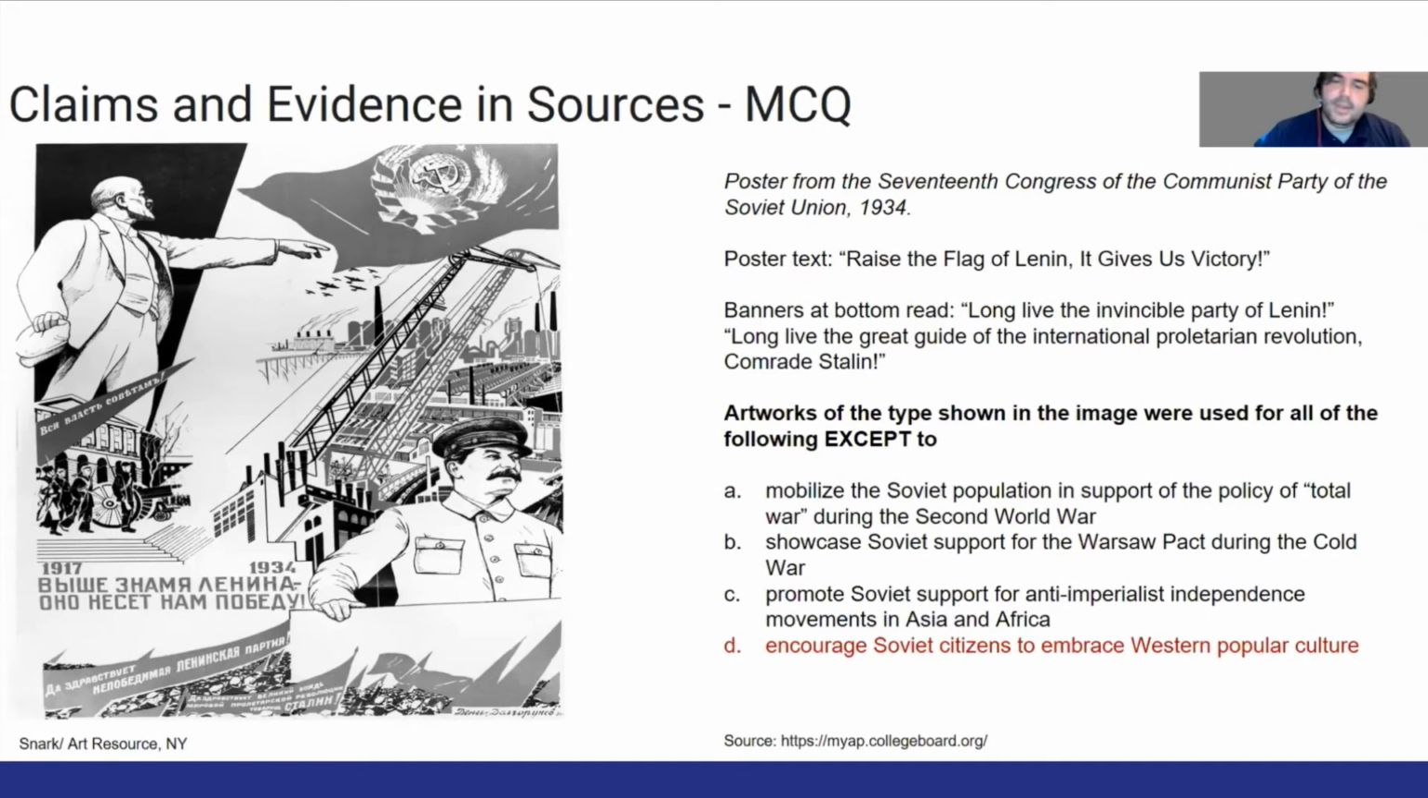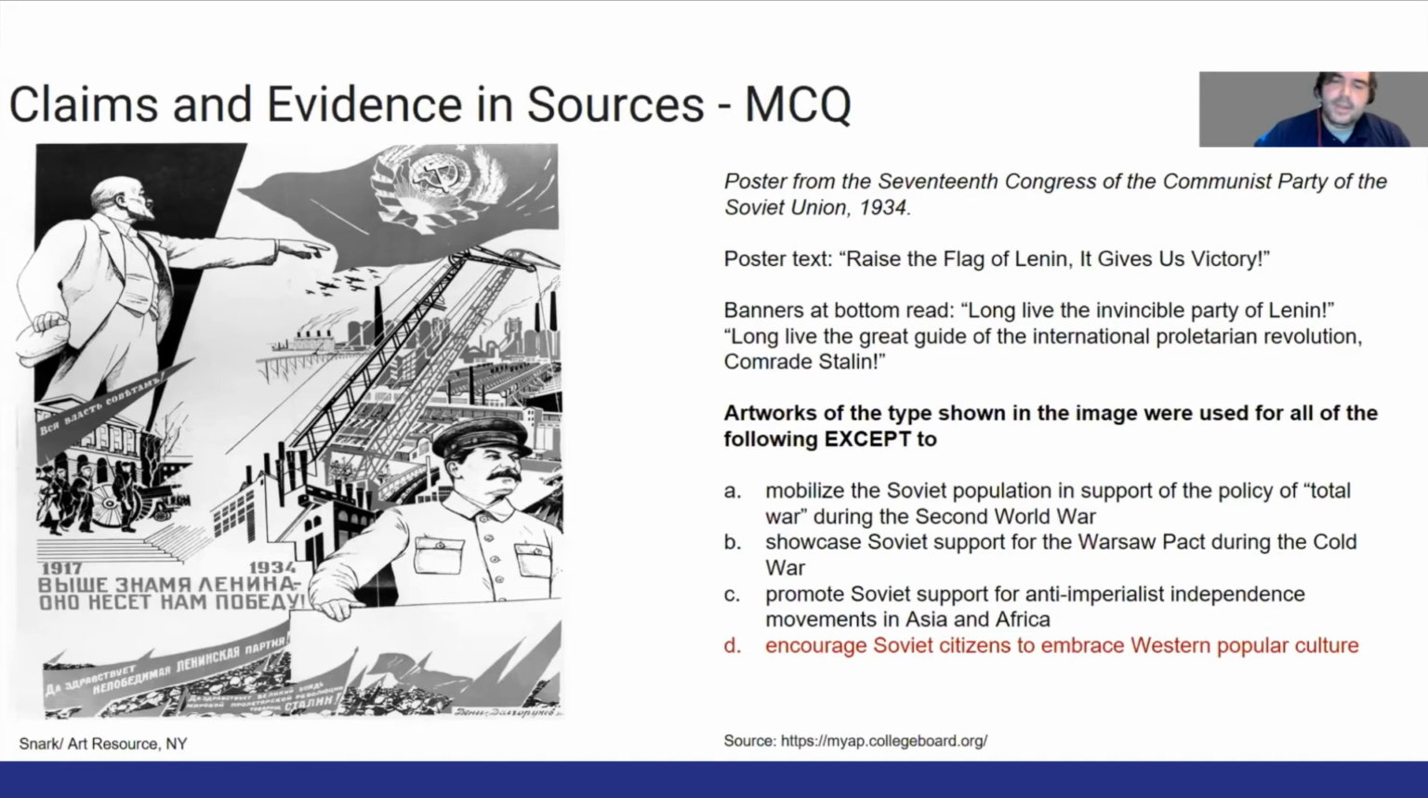Artworks of this type shown in the image were used for all of the following except D. Encourage Soviet citizens to embrace Western popular culture. What they wanted to do was encourage Soviet citizens to embrace Western industrialization, Western industry as power, not the popular culture of free market trade and consumerism. They did not want people to become materialistic through the competition of creating businesses and selling products at lower prices, so people in Western civilizations like America and Western Europe would buy more and use those material items as a definition or identity of self. So the Soviets did not want that to be part of the communistic ideology.